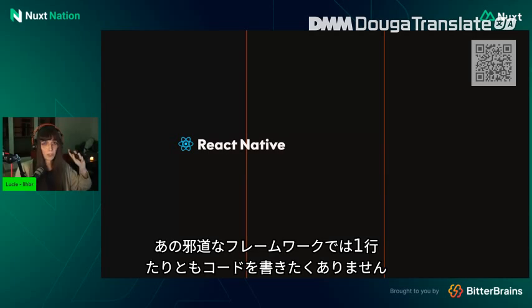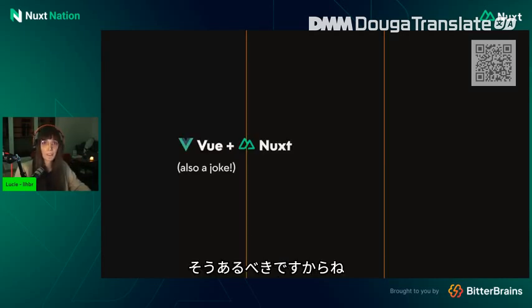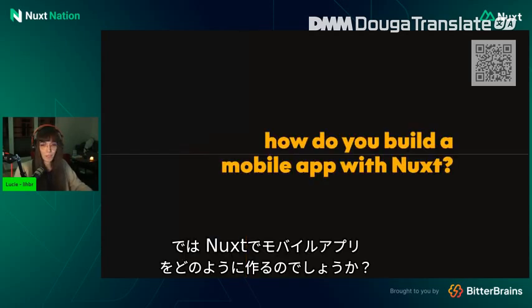I won't write a single line of code of that unholy framework. If I were to write a mobile app with JavaScript, it would be with Vue and Nuxt, as everything should be. So, okay, then how do you build a mobile app with Nuxt?